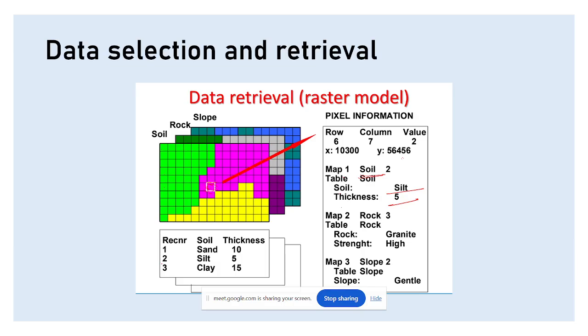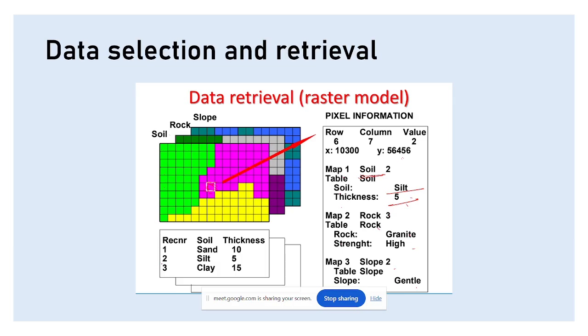So in map 1, you got the information that the soil is silt and its thickness is 5. In map 2, you got the information regarding the rock, that the rock is granite and its strength is really high. And in map 3, it is talking about the slope. So slope is gentle.